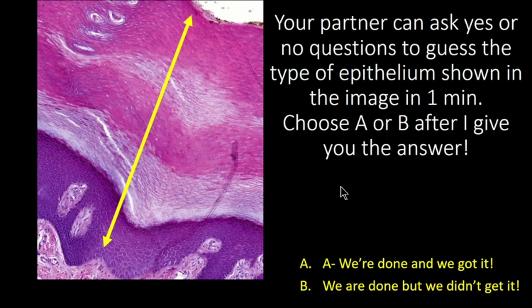And the person looking at the screen firstly has to know what they're looking at. So if they don't know and they didn't prepare, they might have to look it up or ask another person, because it's not going to be possible for them to participate if they don't know what the answer is. But their partner is going to ask questions and try to get to, in this case, the epithelial type that is shown. And so they can go back and forth.